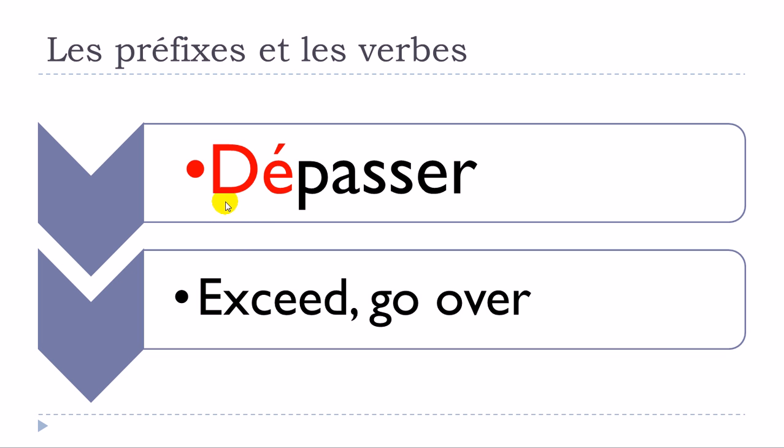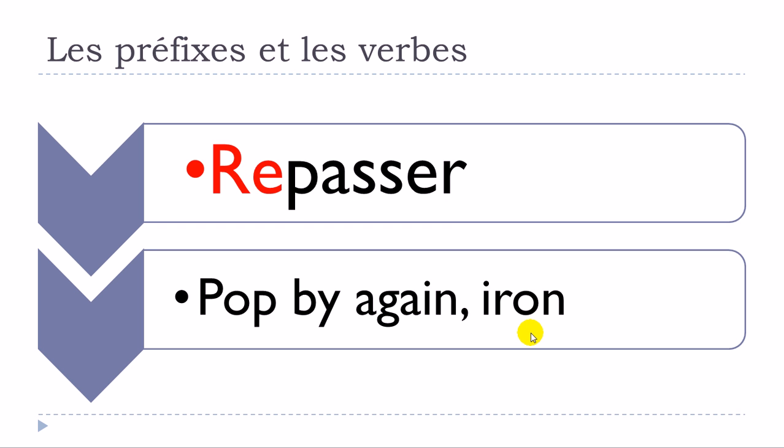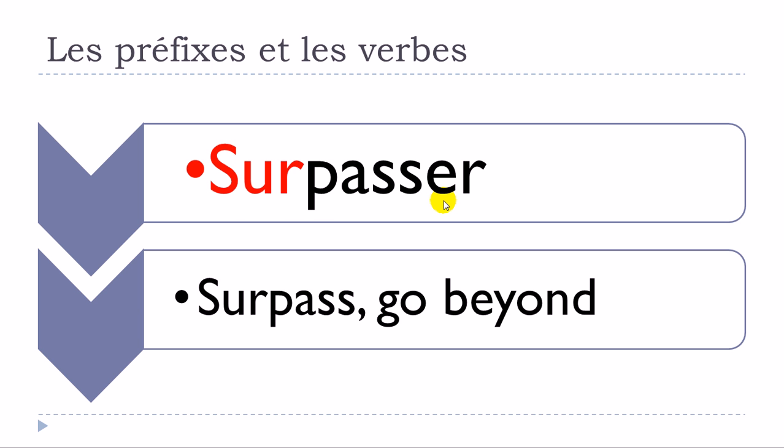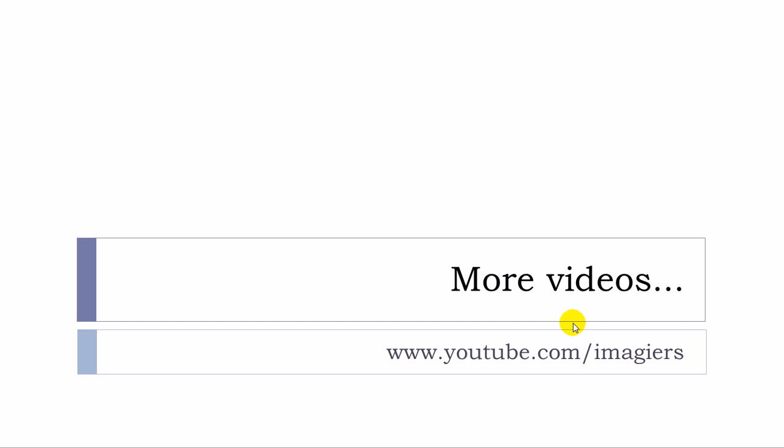So the first thing, if we add this dé, okay, we will get the verb dépasser, and here you have the meaning in English. Then we could add this re in front of passer, so we get this repasser, and here is the meaning in English. And it's also possible to add sur, surpasser, and here is the meaning in English. And that's it for this video.